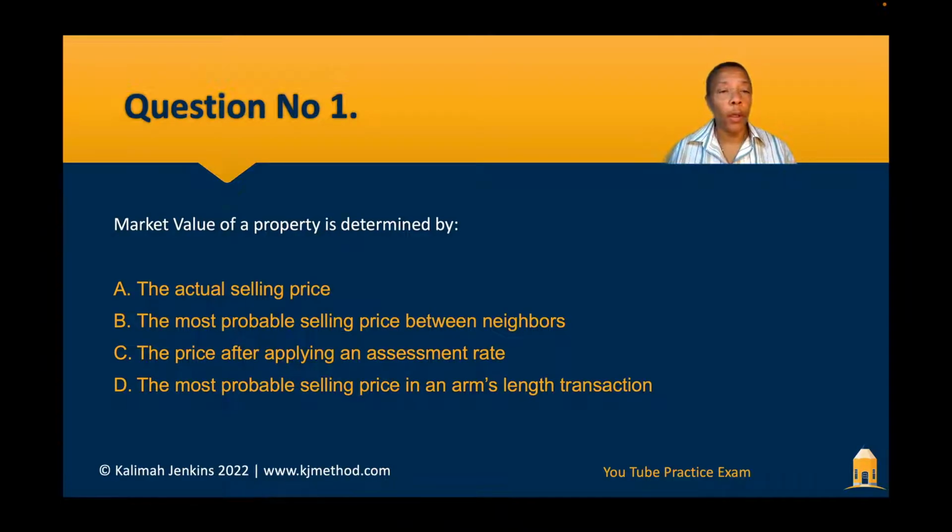Question number 1. Market value of a property is determined by, let's take a look at the answers. The actual selling price, the most probable selling price between neighbors, the price after applying an assessment rate, or the most probable selling price in an arm's length transaction. What do you think?